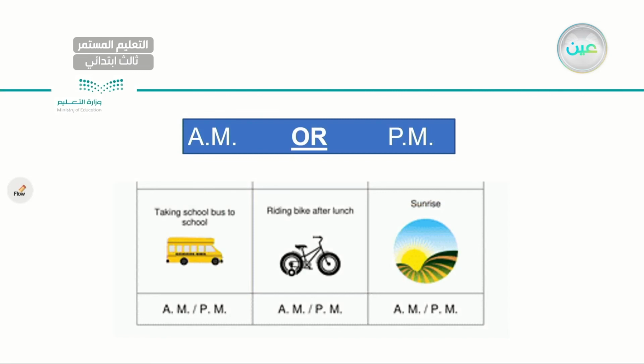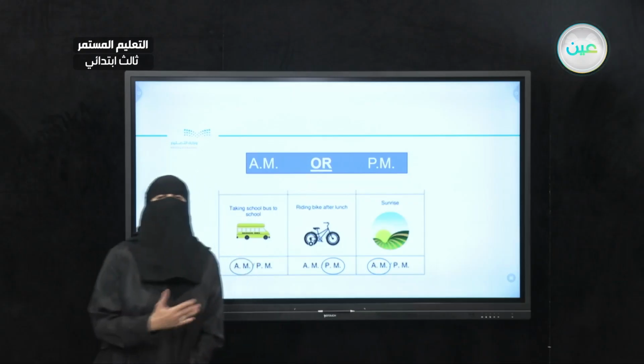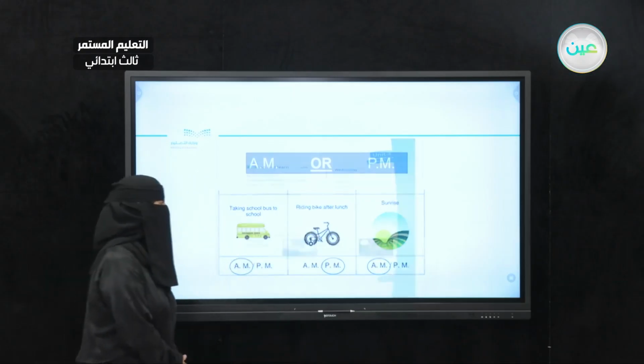AM or PM? Taking the school bus to school. Do we do this AM or PM? AM. Excellent. Again, riding a bike after lunch. That's most probably after midday, after 12 o'clock. So the answer is PM. Very good. How about sunrise? That is AM, because the sun rises in the morning. Very good, my dear student.